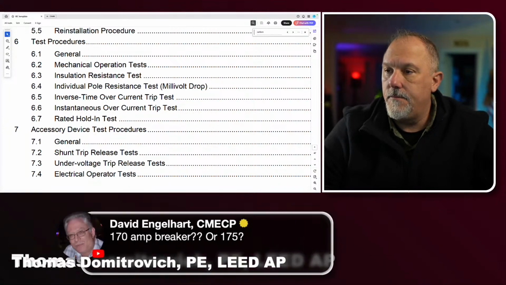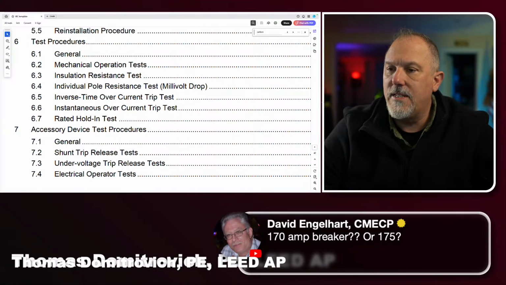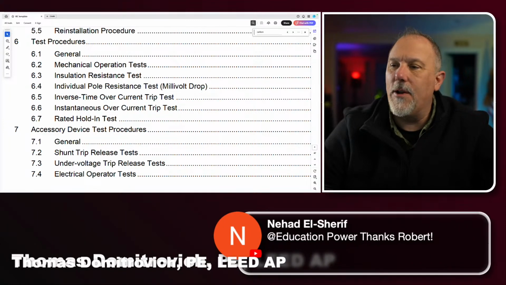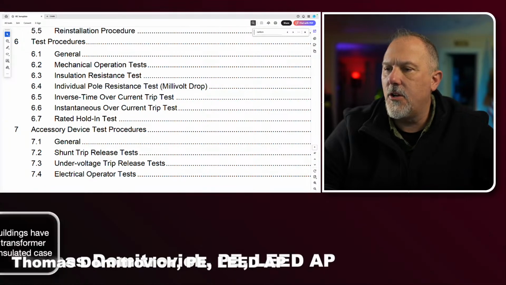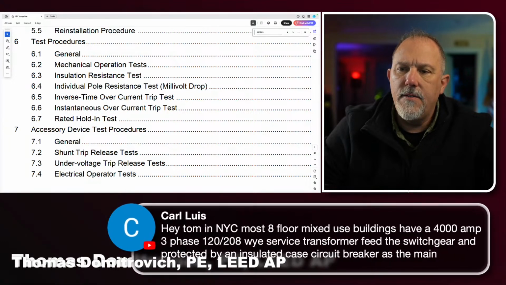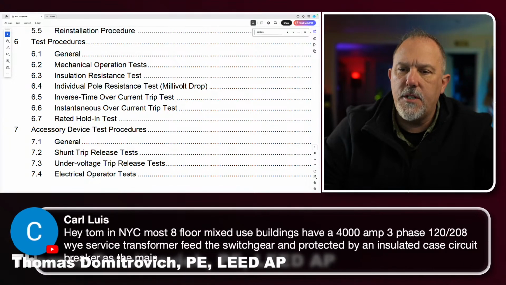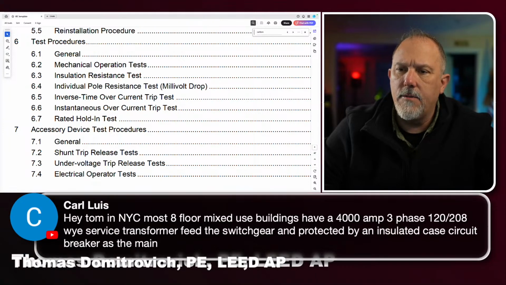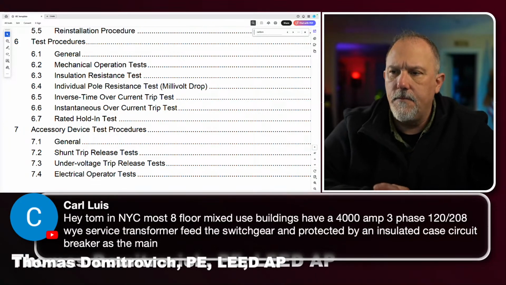All right. 170 amp or 175 amp? I'm not sure what that is referenced to. 170, 171, whatever it takes. Power. Thanks, Robert. Carl, you're kind of new to the program, aren't you? I don't know that I've seen you chatting it up before, and I appreciate you being around. I don't know that I can remember a Carl Lewis.